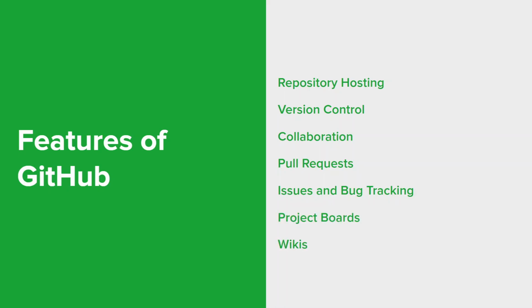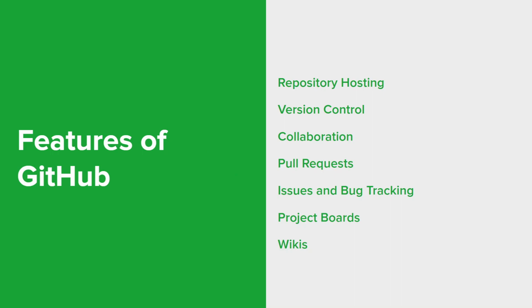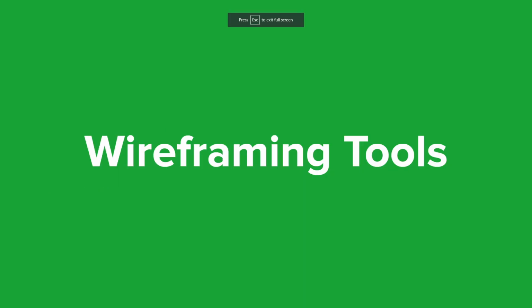And GitHub allows you to create wikis for your repositories, which are really helpful for documenting project details, instructions, and guidelines. Those are just some of the many features GitHub offers. As an all-in-one platform for version control, collaboration, and management, GitHub has become an essential tool for developers of all teams and sizes. So now let's talk about wireframing tools.